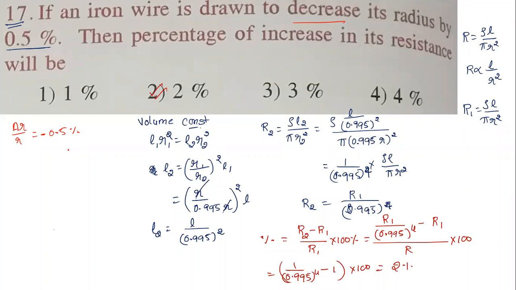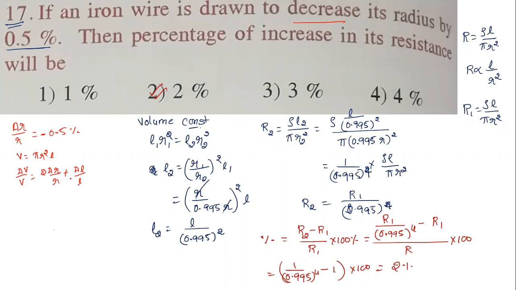Now we know the volume formula. What is the formula for volume? Volume is pi r square L for a wire. So the change in volume, delta V by V, becomes 2 times delta R by R plus delta L by L. Where did we get this? From the first year, errors and measurement chapter.